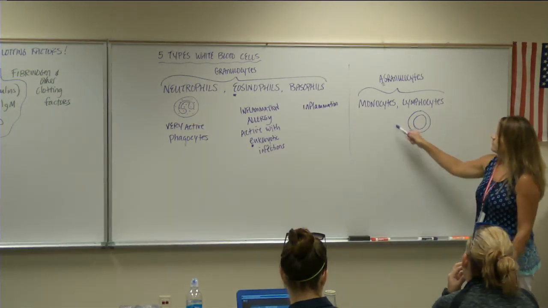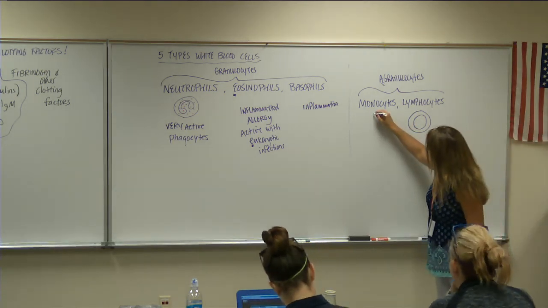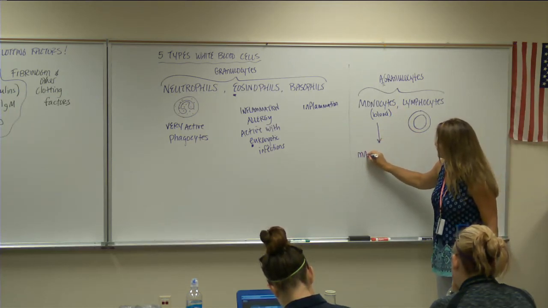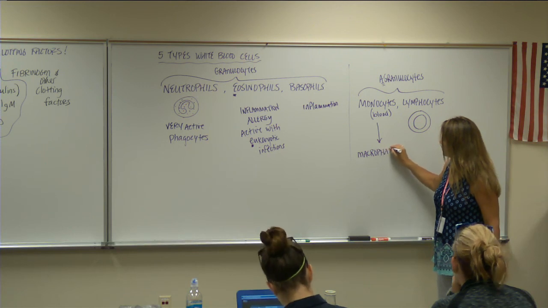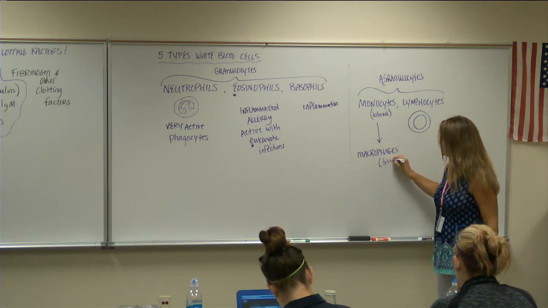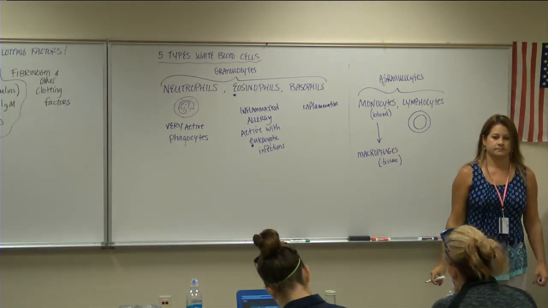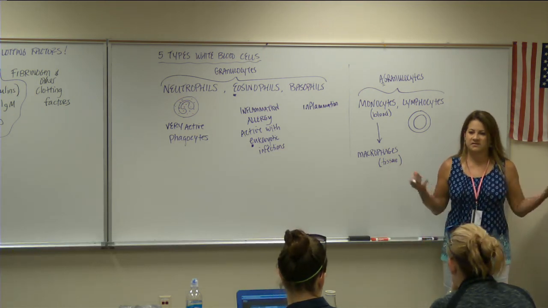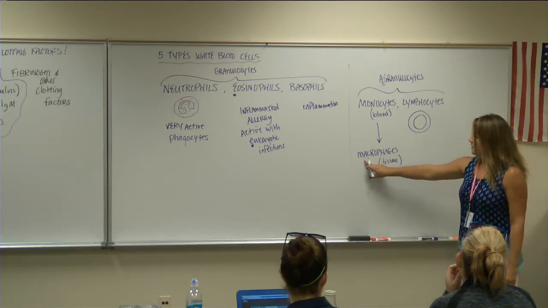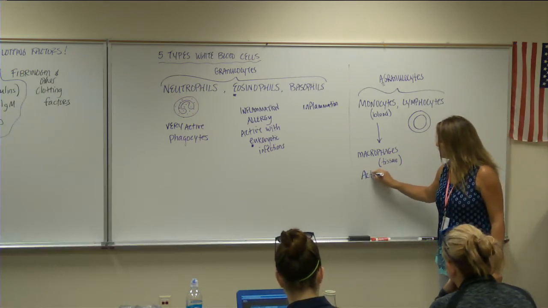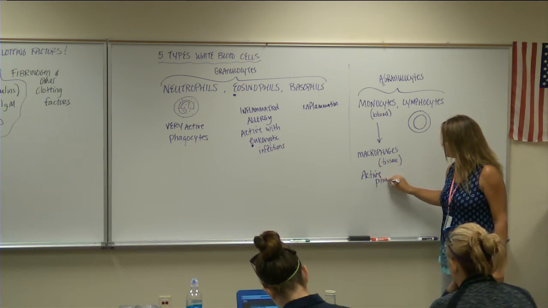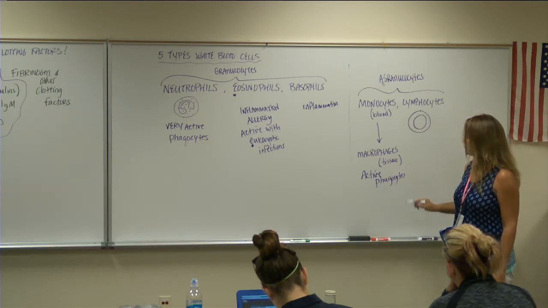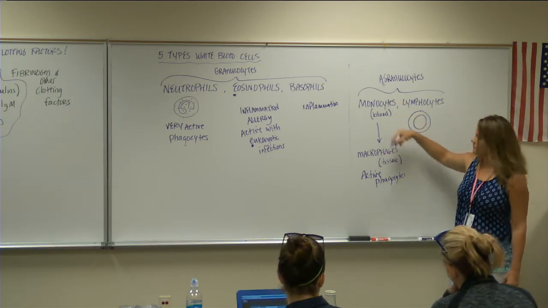Over here, we have monocytes. Monocytes are called monocytes when they are in the blood, and then they are referred to as macrophages when they are in a tissue. So they leave the blood, they go into a tissue, now they're known as a macrophage. Is there anything else really different about them? No. They are, again, active phagocytes, as are monocytes, both active phagocytes.